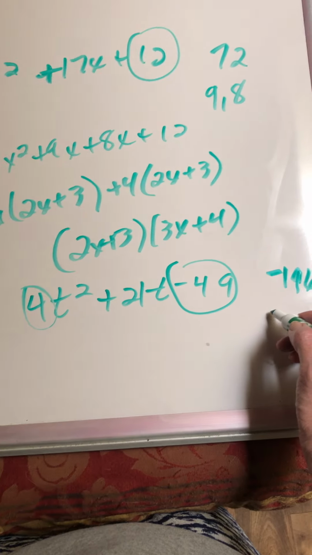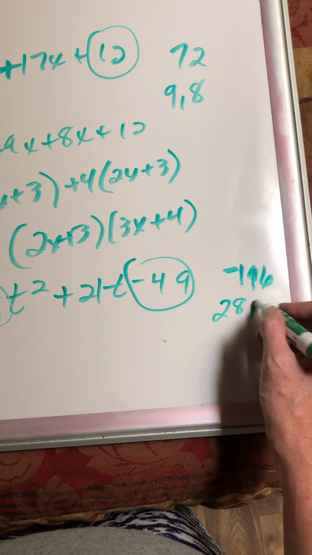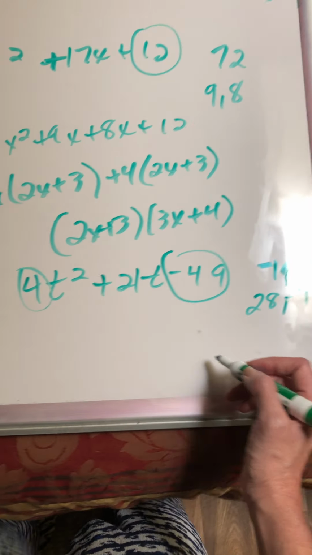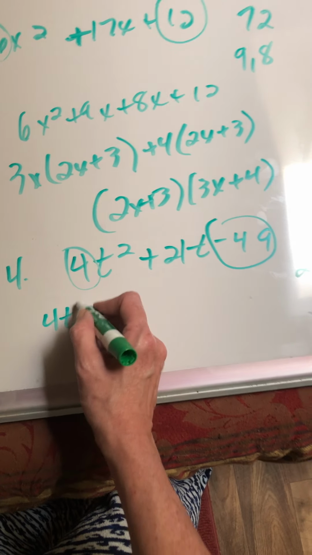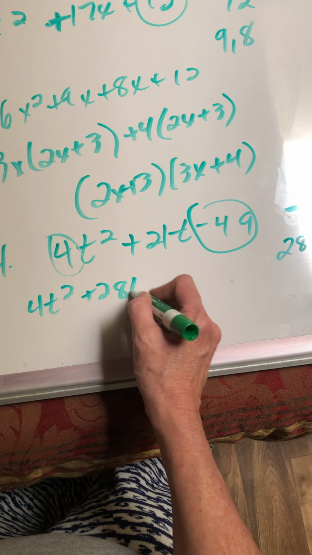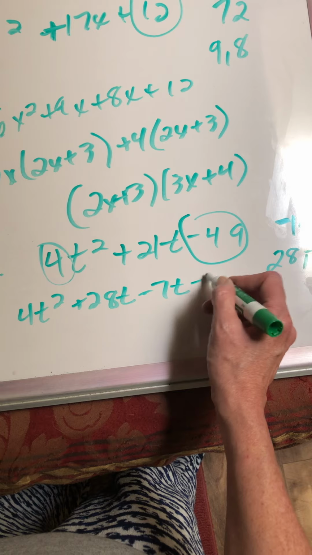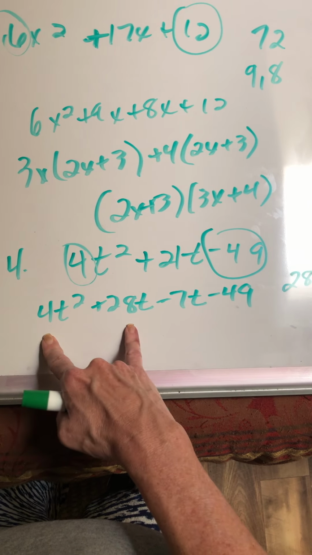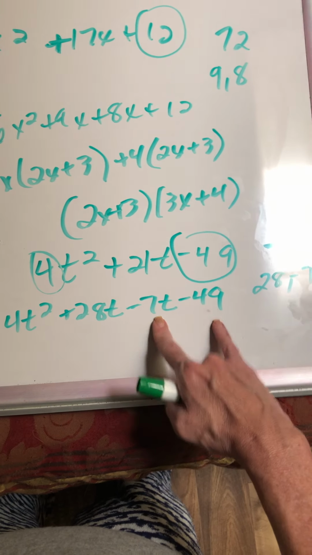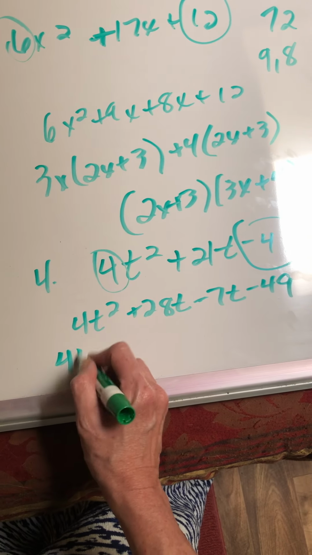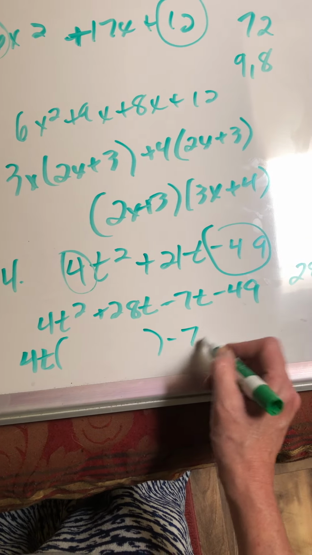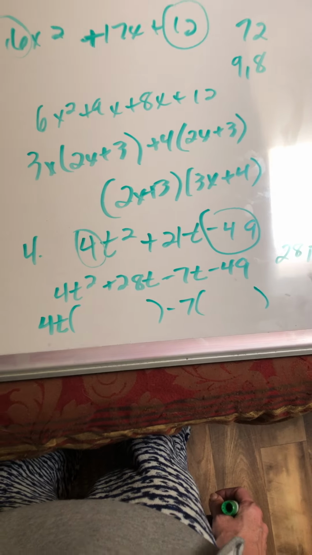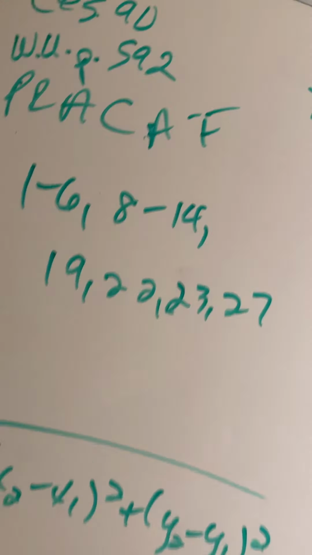The factors of negative 196 are 28 and negative 7. So then you plug in 4t squared plus 28t minus 7t minus 49. And then you should be able to get it from there. Take a 4t out of the first two, take a negative 7 out of the second two. So 4t and then parentheses, take a negative 7 and then parentheses, and finish it from there. Okay?